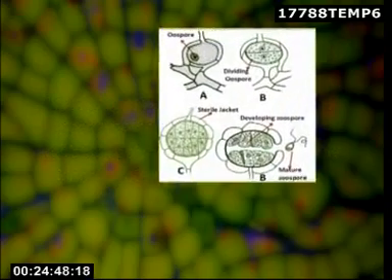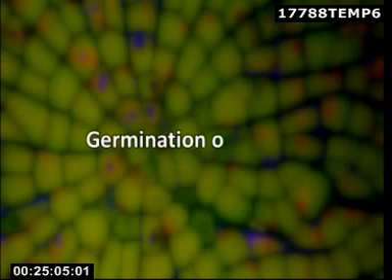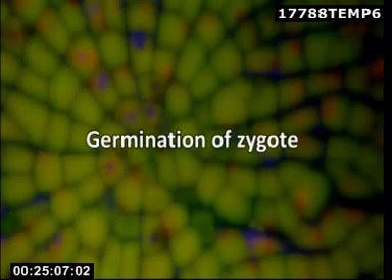Some other outgrowths develop from the base of the oogonium and a pseudoparenchymatous structure is formed. This round reddish body is called spermocarp. The spermocarps overwinter and only then germinate. Now let's discuss the germination of the zygote.